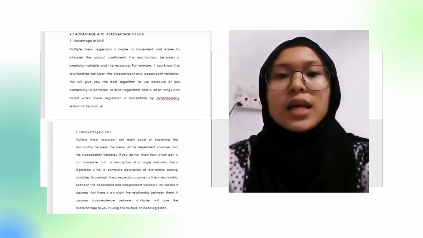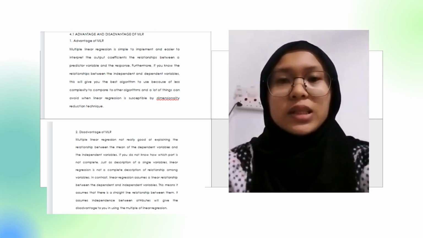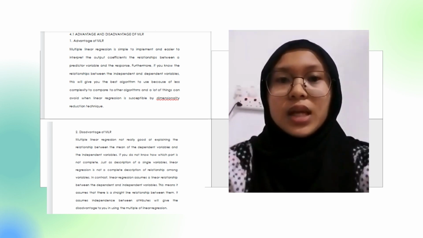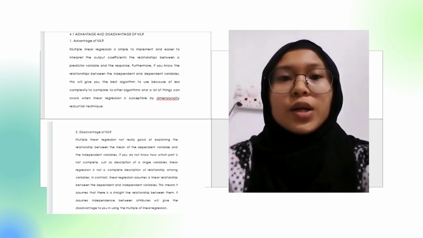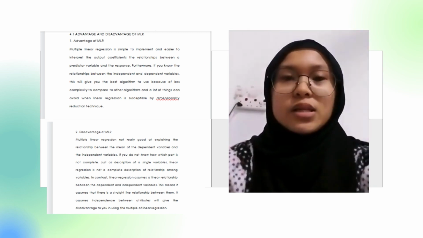And the second last is the disadvantage of MLR. Multiple linear regression is not really good at explaining the relationship between the mean of the dependent variable and the independent variable. It can become a real risk if you do not know which part is not complete.